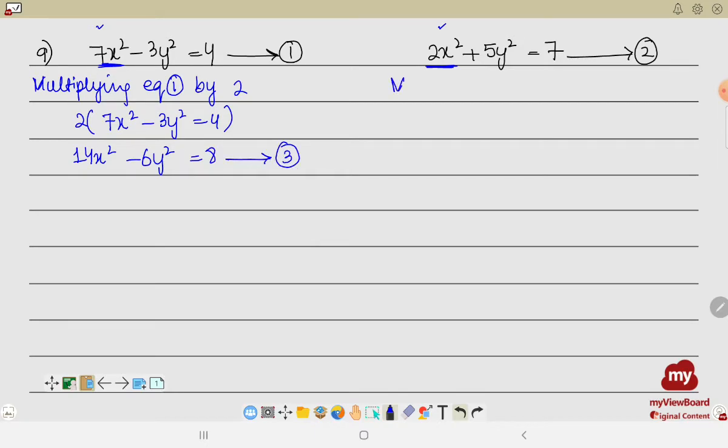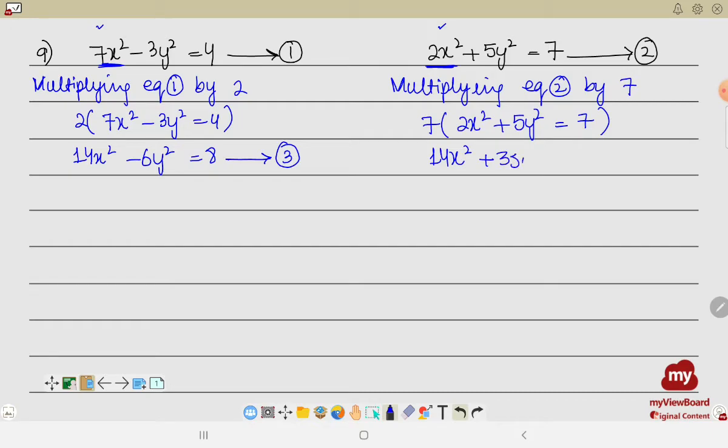And we'll multiply equation 2 by 7. We'll multiply each term of the equation by 7. It becomes 14x square, 35y square and 49. This is going to be equation number 4. So if you see, we now have 14x square and 14x square. We can easily eliminate this, and we have plus 14.